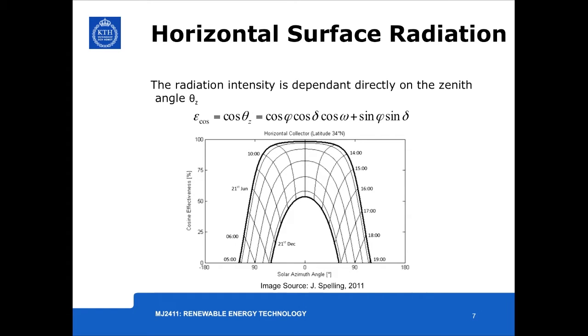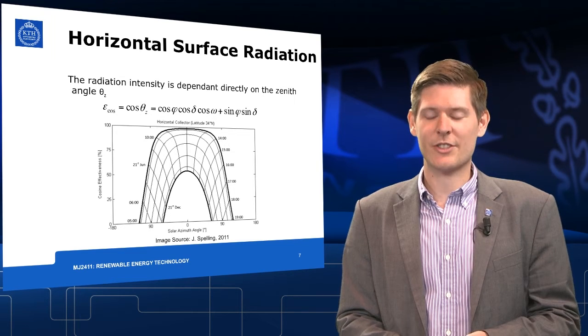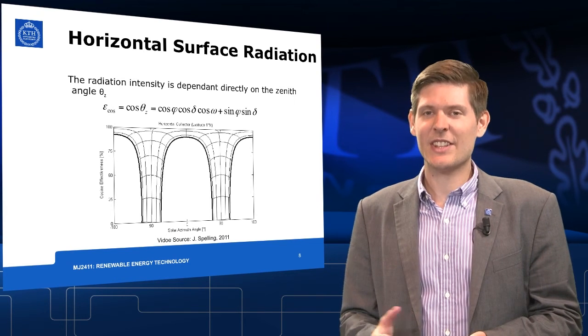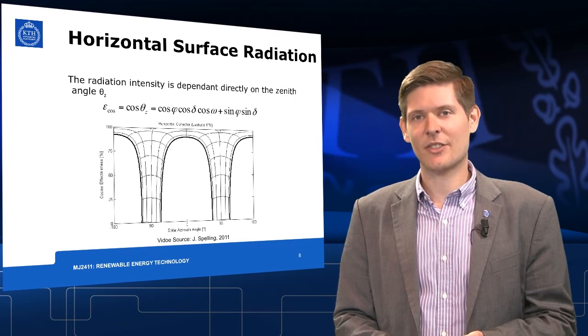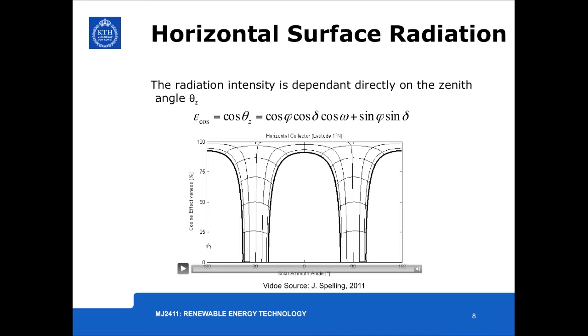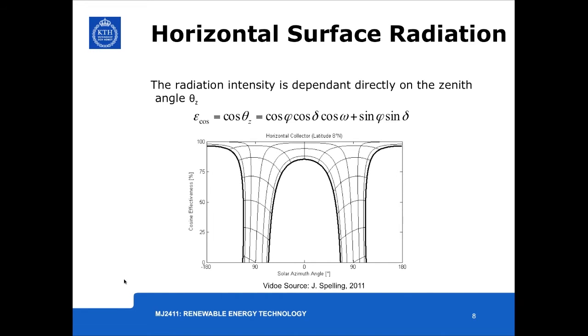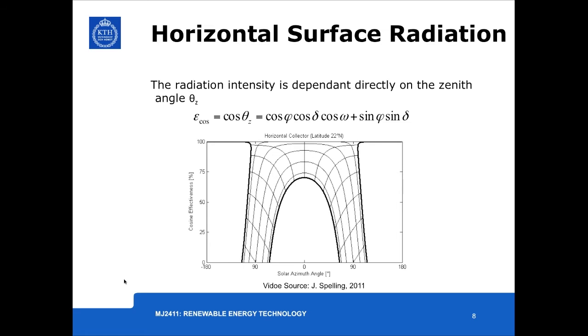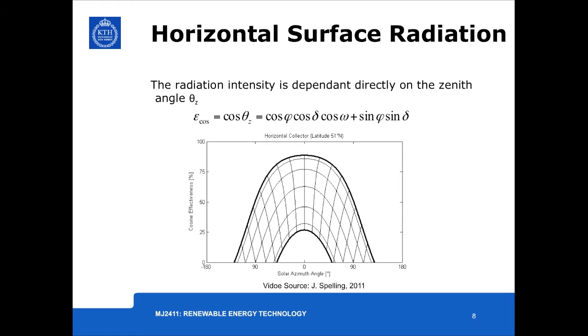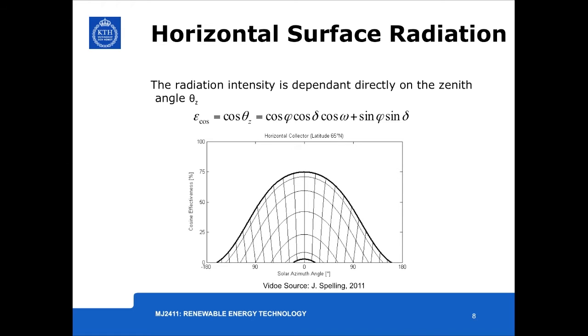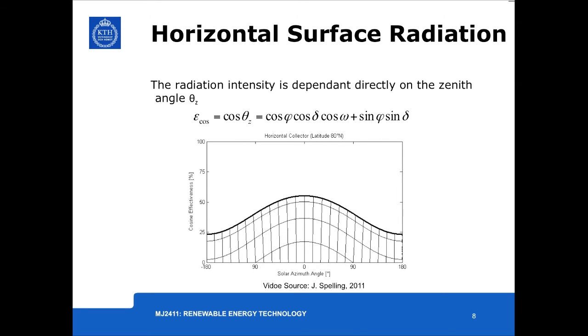Therefore, we are able to plot the cosine effectiveness in a graphical way as a function of the time of the year and the time of the day. This is very similar to solar position maps. In this video now, we can see the change in cosine effectiveness as a function of the latitude. As you can see, the cosine effectiveness is highly dependent on the latitude.